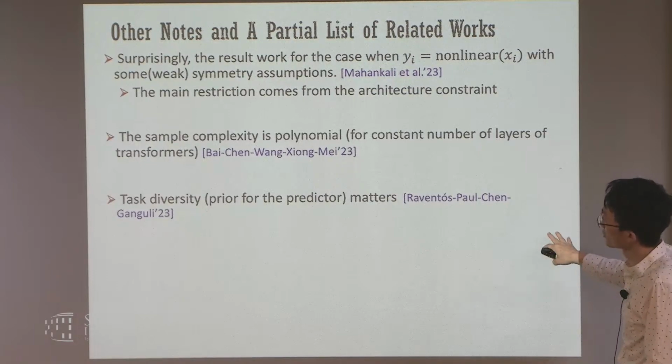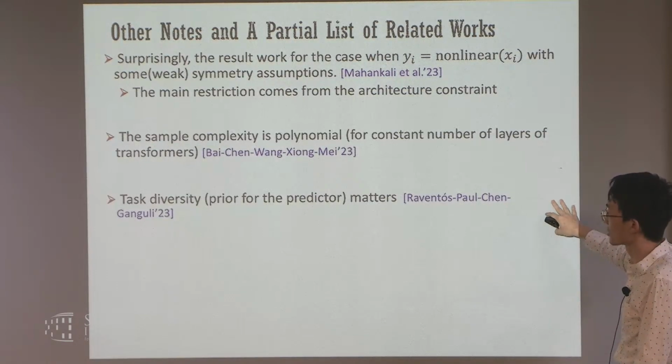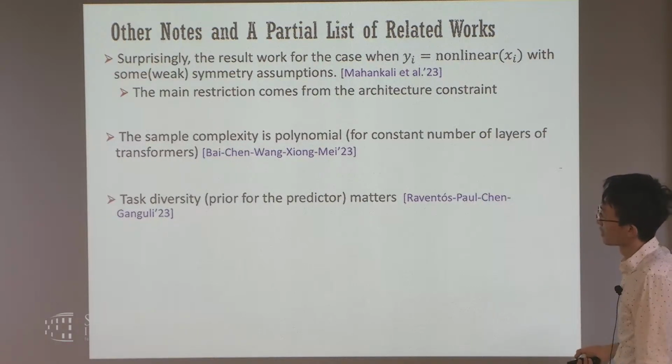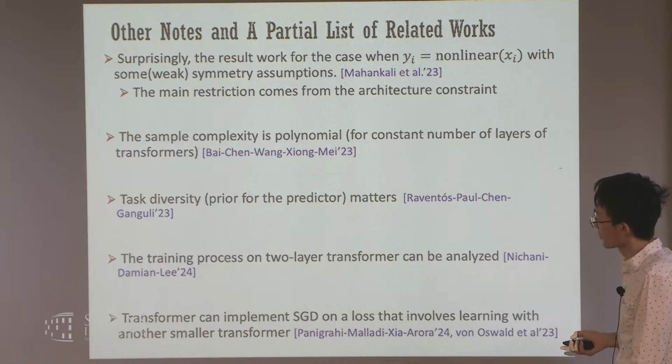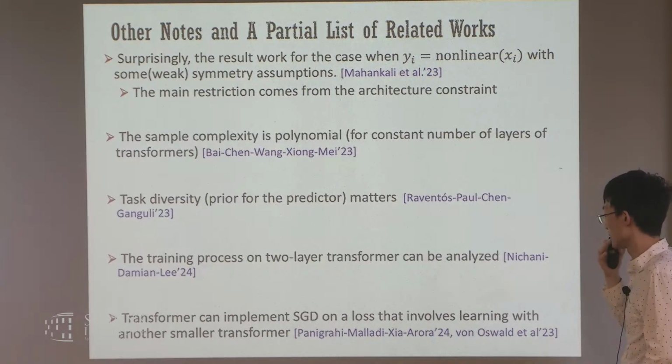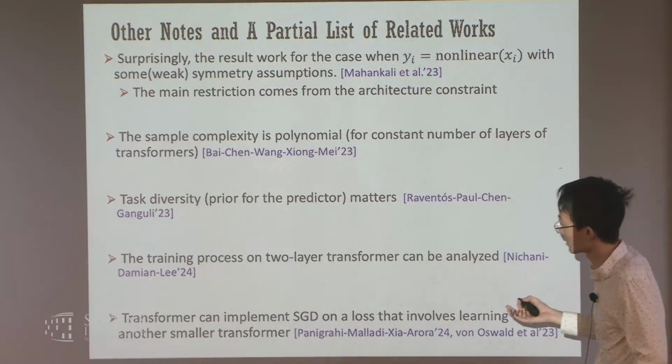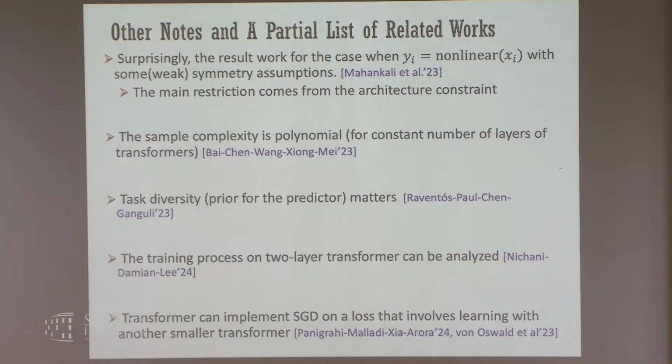Some other works include that it also depends on the prior of the predictor. That matters: if the prior is too degenerate, then it's hard, and also whether it's sparse or not. You can also analyze the training process on a two-layer transformer, which is pretty challenging. There are also other works showing, for example, that transformers can implement SGD on a loss that involves learning with another small transformer. So transformers can be pretty expressive. You can run an SGD algorithm on another loss function that involves another transformer, using a transformer.